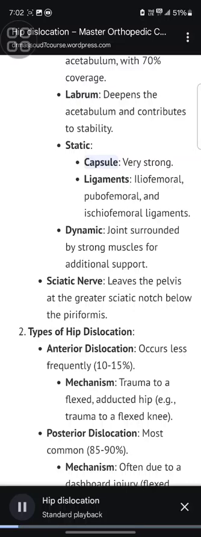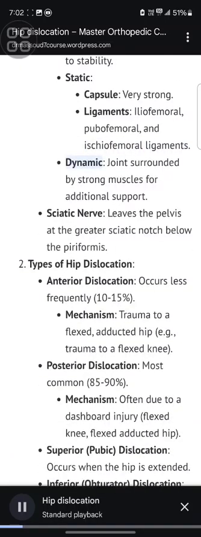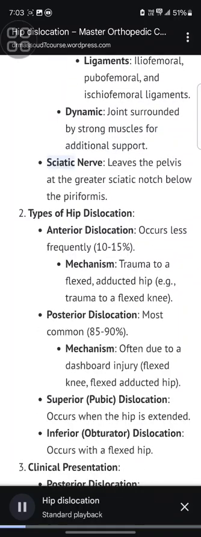Static: capsule, very strong. Ligaments: iliofemoral, pubofemoral, and ischiofemoral ligaments. Dynamic: joint surrounded by strong muscles for additional support. Sciatic nerve: leaves the pelvis at the greater sciatic notch below the piriformis.